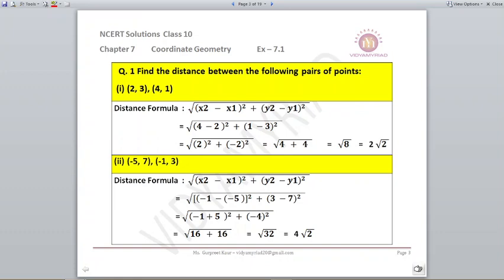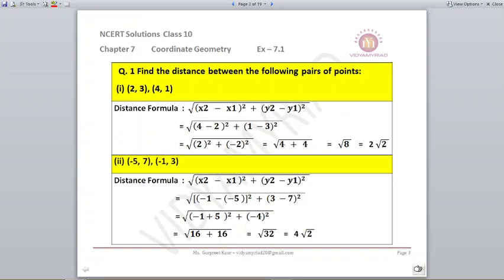Second part, minus 5, 7, minus 1, 3. So minus 5 is your x1 and 7 is your y1. Minus 1 will be your x2 and 3 will be your y2. So we will put it into the formula for a distance formula, that is square root of x2 minus x1 the whole square plus y2 minus y1 the whole square. So when we put it, it becomes minus 1 minus of minus 5 the whole square plus 3 minus 7 the whole square. Minus minus we know how to do it.